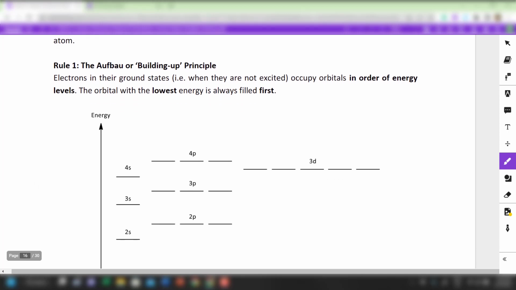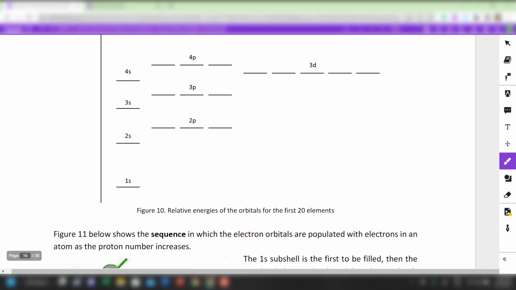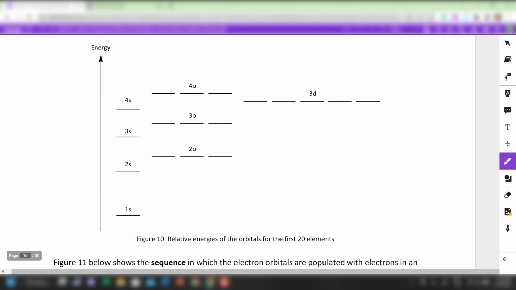Now normally for most of the lecture notes, or even the information given in the textbook, they will normally teach you this thing called the Aufbau principle, or the building up principle. They will tell you that the orbital with the lowest energy is filled first. So in this case, you are given the relative energy levels. With this, you know that you fill the 1s first, followed by 2s, 2p, 3s, 3p, and then 4s. You don't go 3d and then 4s and then 4p.